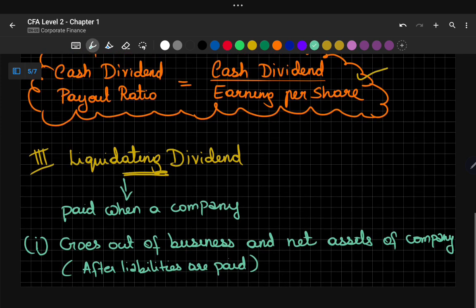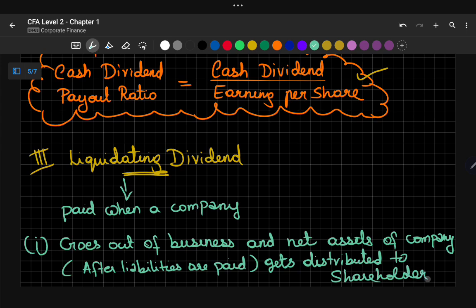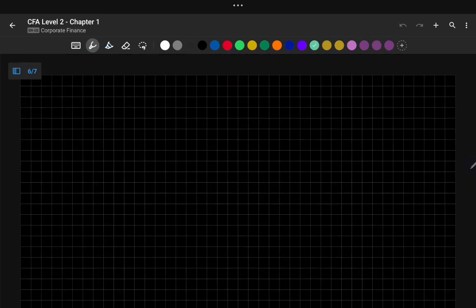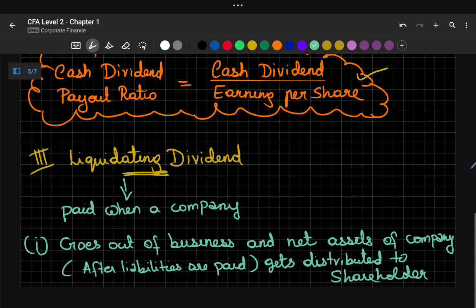So, a liquidating dividend is paid by the company which goes out of business, and when the net assets of the company get distributed to shareholders. It is not out of any revenue that the company is paying dividend, but in this case, the company is going out of business. So then, from the net assets of the company, it is paying out shareholders. So that's one situation.